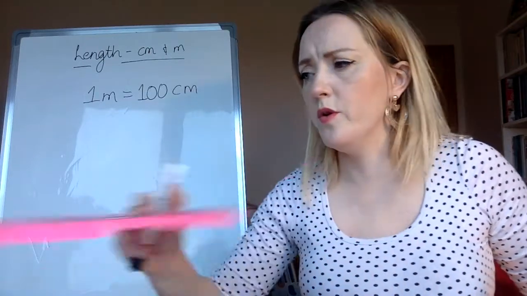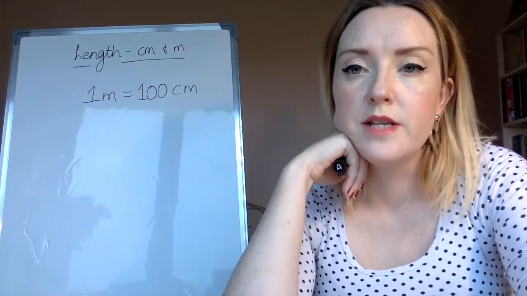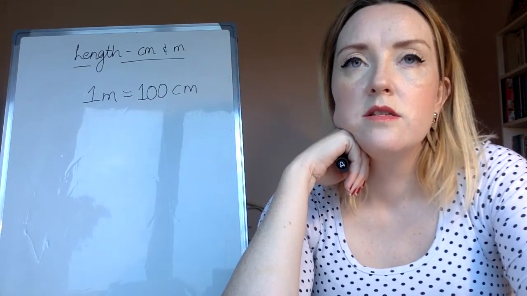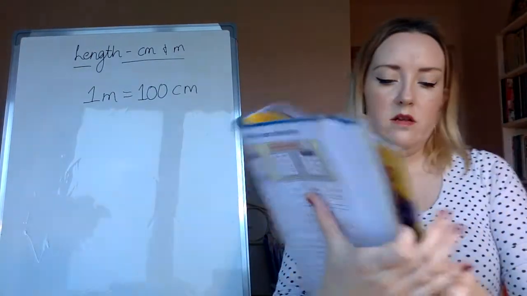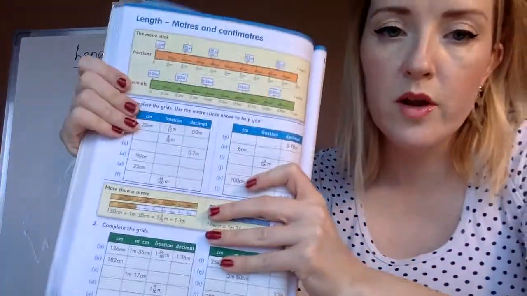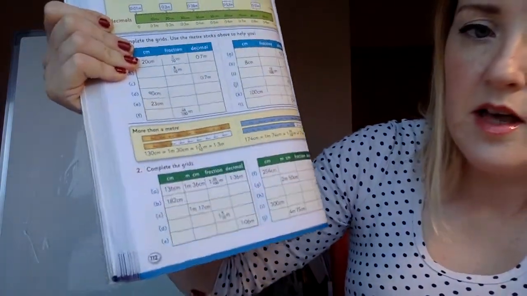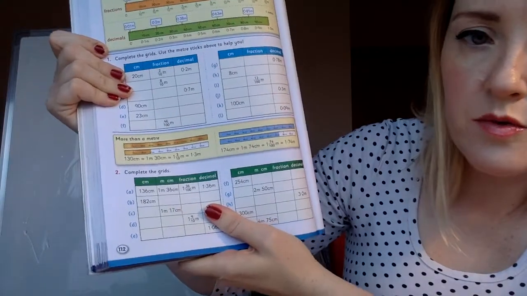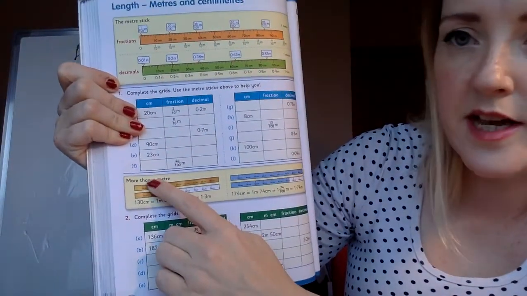So now today what we're going to go on to is what happens if something measures more than 100 centimetres. So we look at our Busy at Maths book here. If you have the book at home, it's page 112. We'll just be doing number 2 today. Here they're showing our metre sticks. As I just said, we're talking about more than a metre. What happens if it's more than a metre?